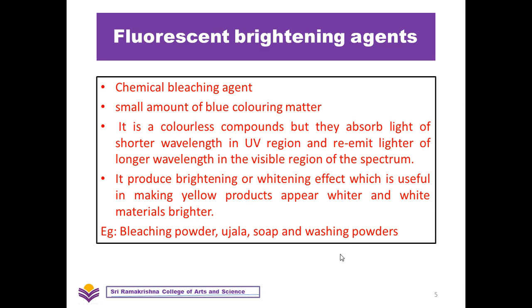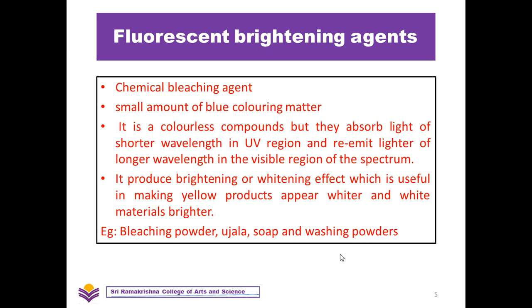The next topic is the fluorescent brightening agent. There are three methods to use the fluorescent brightening agent. The first one is a chemical bleaching agent, that is sodium hypochlorite, the bleaching powder, which we can use in the first method. In the second method, we add some amount of blue coloring matter like Ujala in washing soap, liquid soaps, etc.